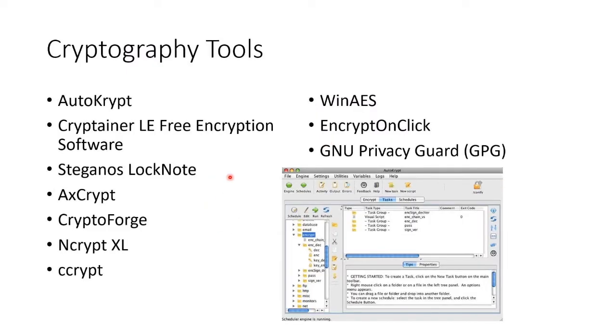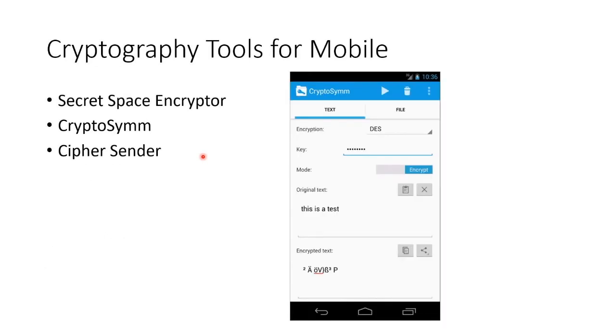Now, the thing about application developers is they have to include encryption in a lot of what they do. Obviously, they're not going to use these kinds of tools, but there are encryption libraries in the programming languages that can do the encryption and decryption in their app. There are cryptography tools for mobile. Here's a couple of them here, and here's an example.